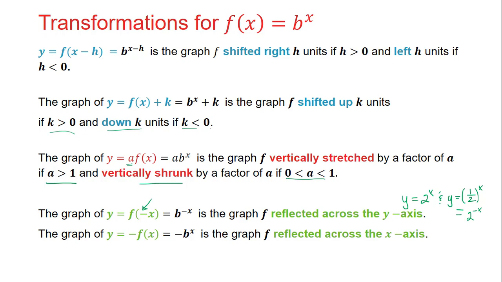And then the graph of y equals negative f of x, which is negative b to the x, is a graph of f reflected across the x-axis. So in that case, the negative is on the outside, so we're taking the opposite of the y values, which occur across the x. So these are things that we saw in section 11. We're just going to apply them to the basic exponential. So remember those 7 basic graphs, we're just adding another one, which is b to the x, that we can perform transformations on.